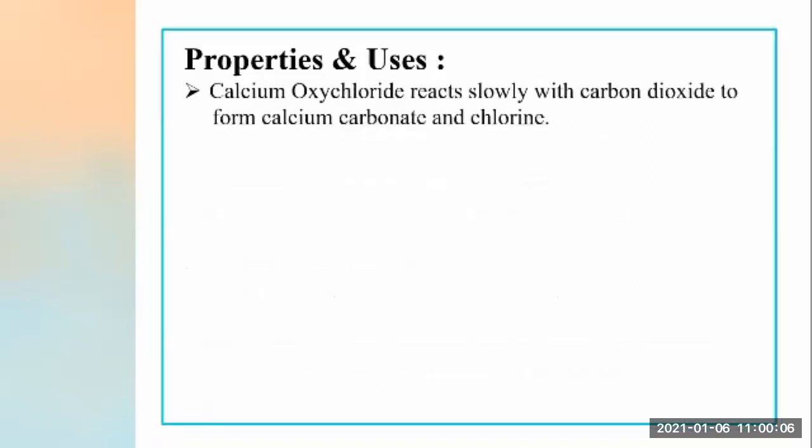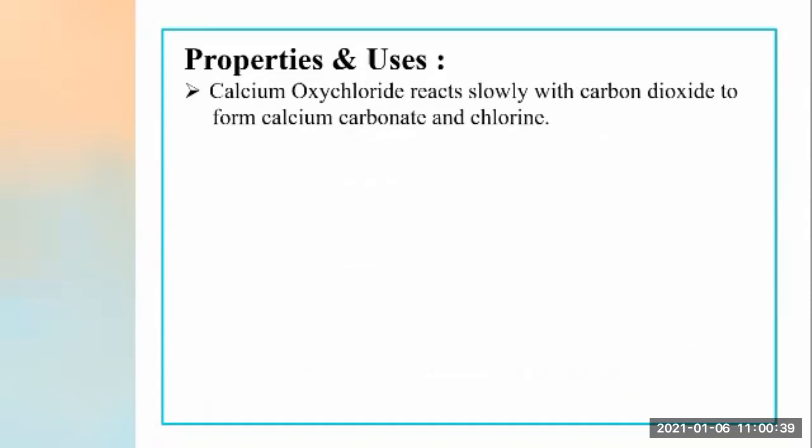The last property I'm showing you is that calcium oxychloride reacts slowly with carbon dioxide to form calcium carbonate and chlorine. We have discussed this point previously: calcium oxychloride reacts very slowly with carbon dioxide to form what? Calcium carbonate and chlorine, while it reacts very rapidly with dilute sulfuric acid and dilute hydrochloric acid, and the chlorine gas is released rapidly.